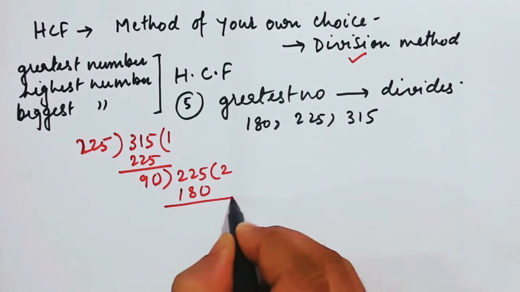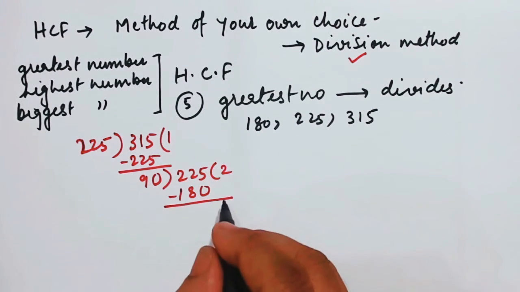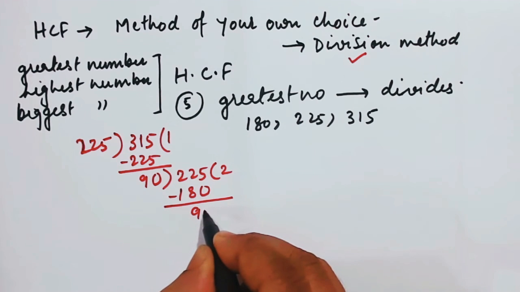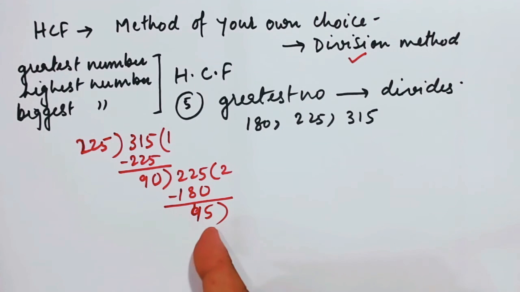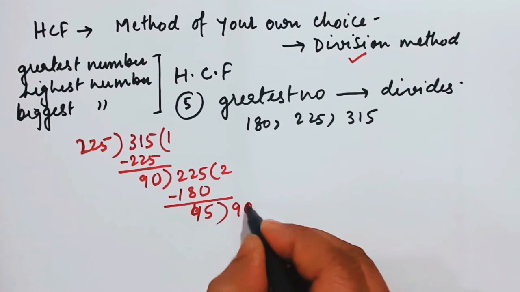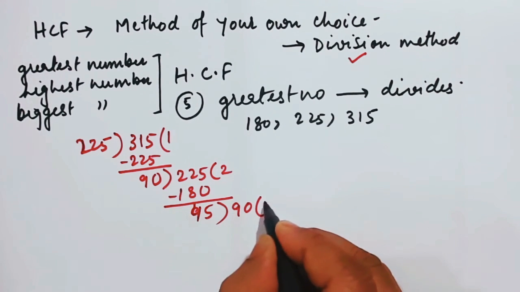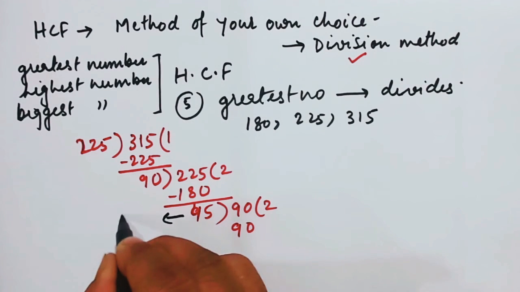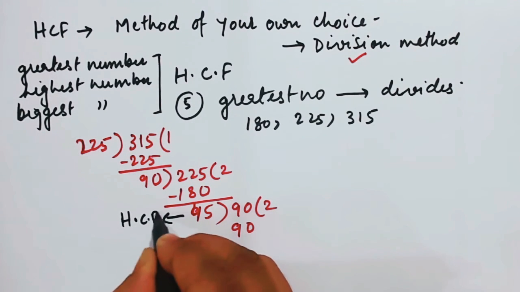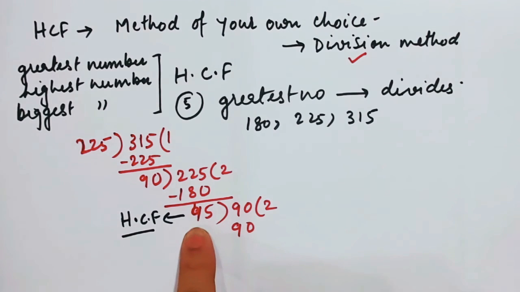Now, this 90 will divide 180, 2 times. Let us subtract one more time. You will get 45, which will become the divisor of 90. 45, 2 times 90. So what had I taught you? That the last divisor is your HCF. This is your HCF. Therefore, this is the highest or the greatest number that will divide each of these numbers completely.